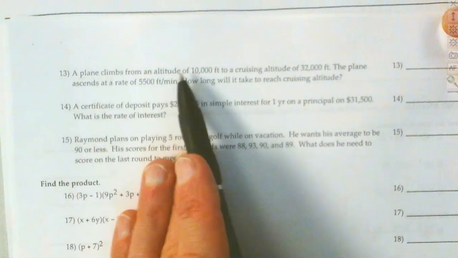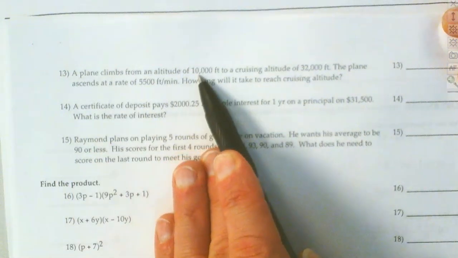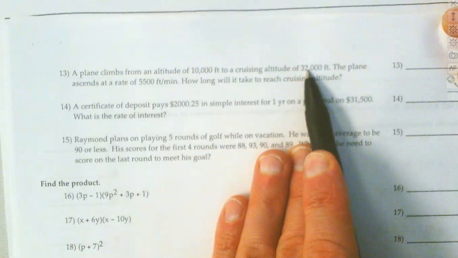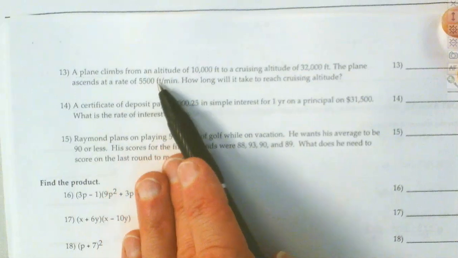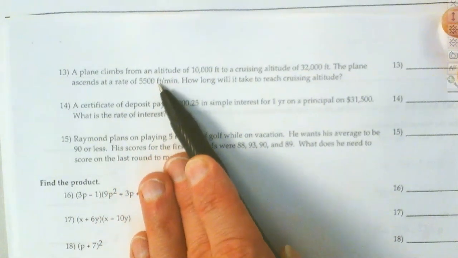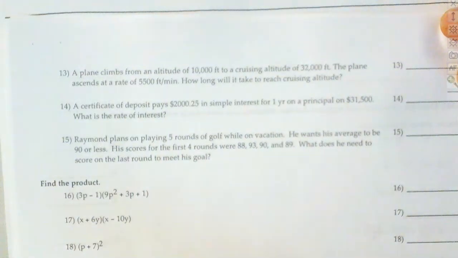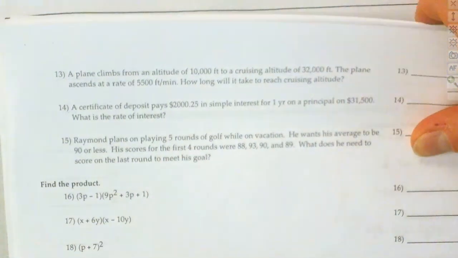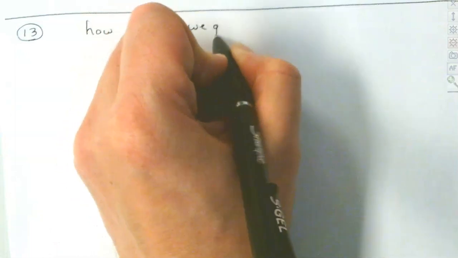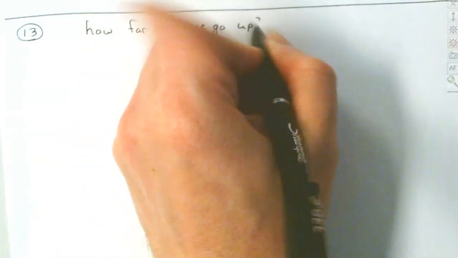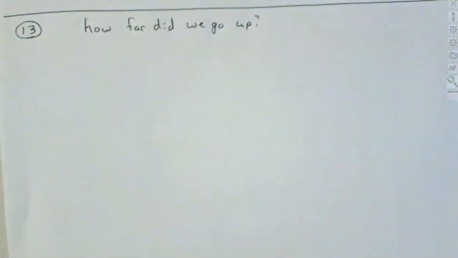A plane climbs from 10,000 feet to 32,000 feet. The plane goes up at a rate of 5,500 feet per minute. How long is it going to take to reach that cruising altitude? Well, first off, we need to find out how far we actually went up. So that's our first step. We need to figure out how far we went up.